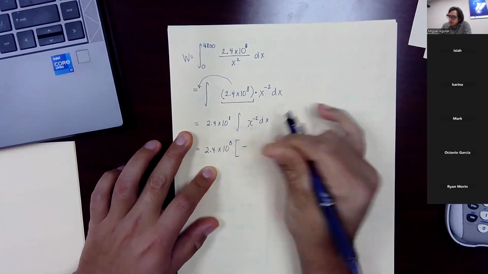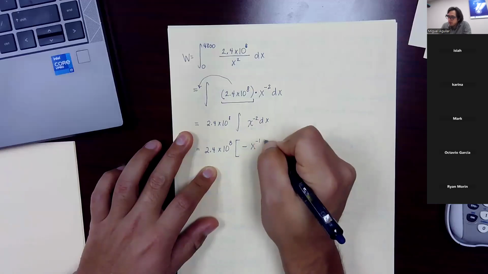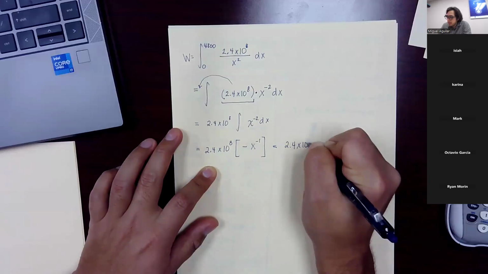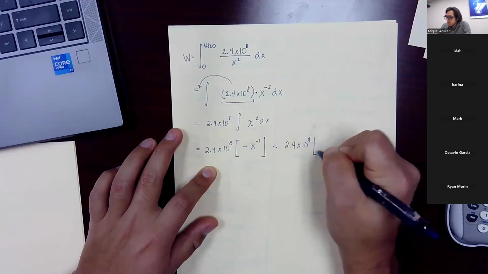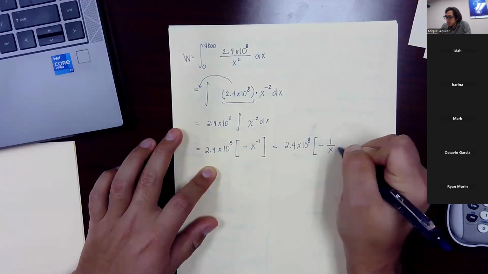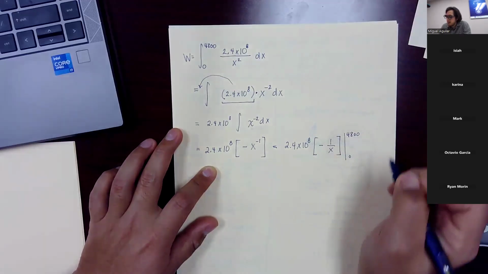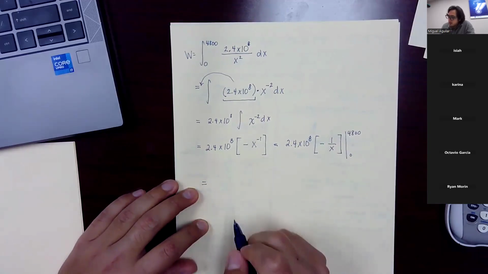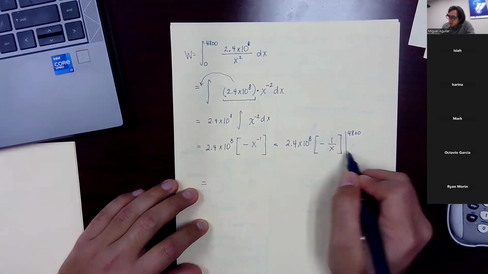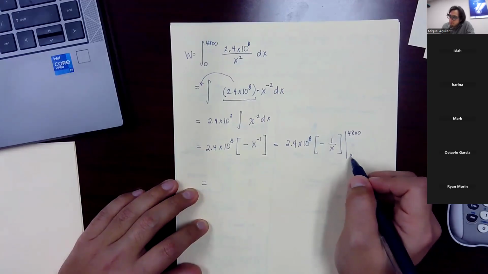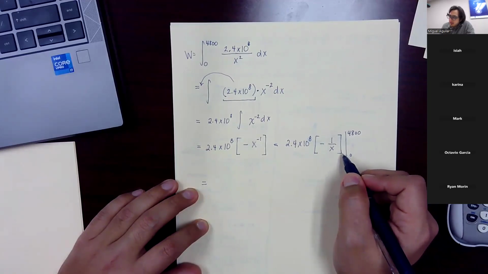Okay. Negative x to the negative 1 power. But that's the same thing as 2.4 times 10 to the 8th power times negative 1 over x. And then evaluate that from 0 to 4,800. So since plugging in 0, would this cause a problem? This would cause a problem. It would be like a singularity.